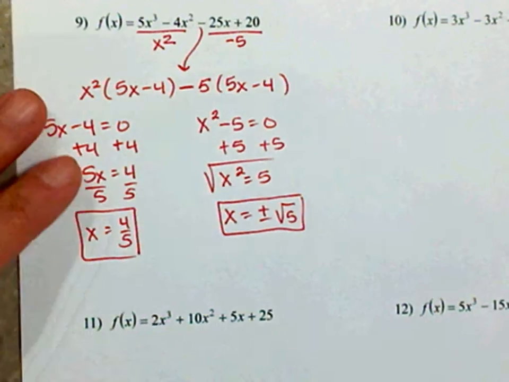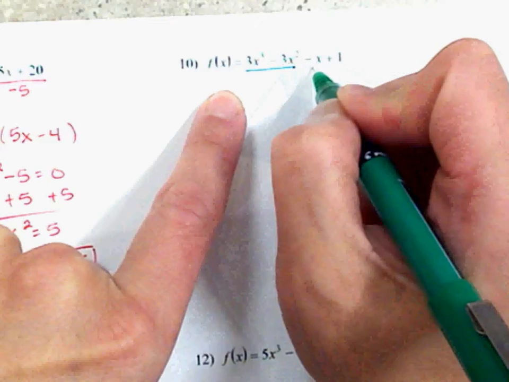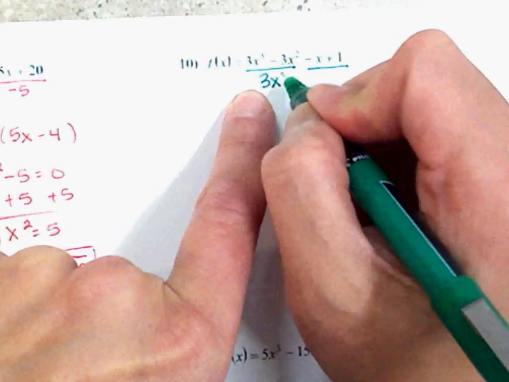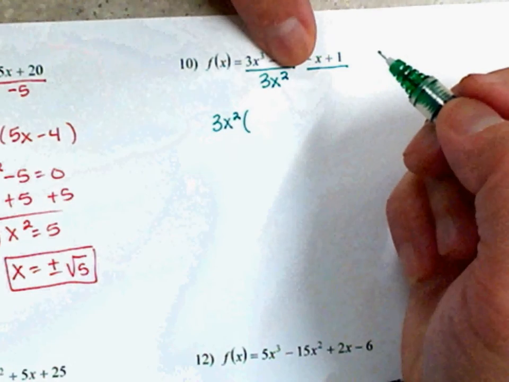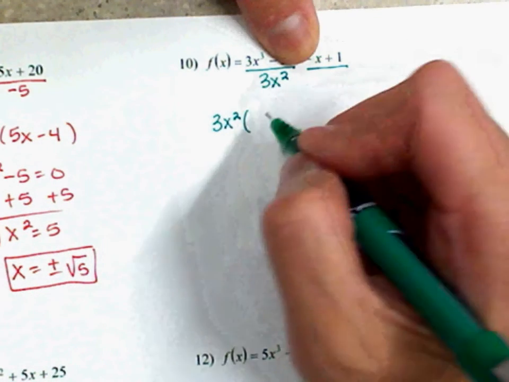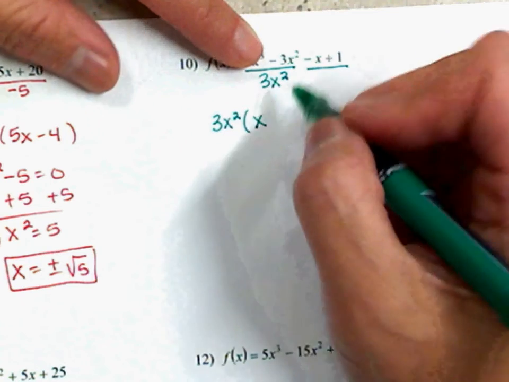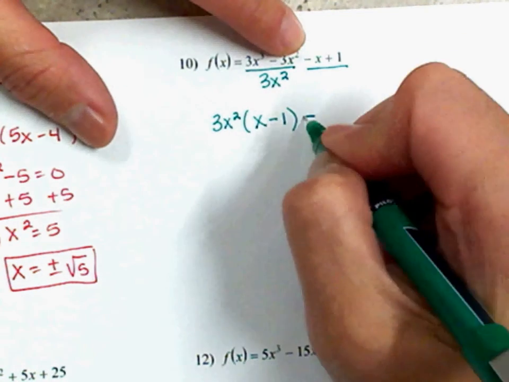Number 10, okay? Group the first two, group the last two. What do these have in common? 3x squared. So I'm going to take out 3x squared. 3x to the third divided by 3x squared leaves you 1x. Negative 3x squared divided by 3x squared is negative 1. Keep your minus.